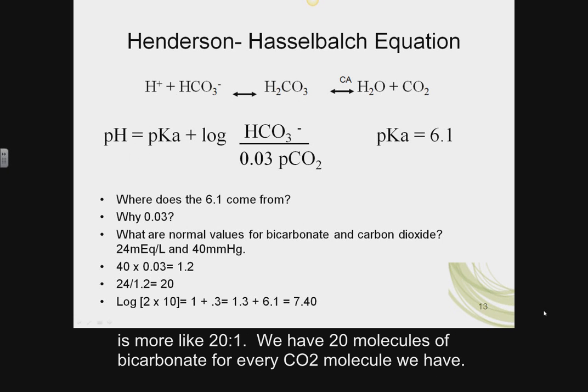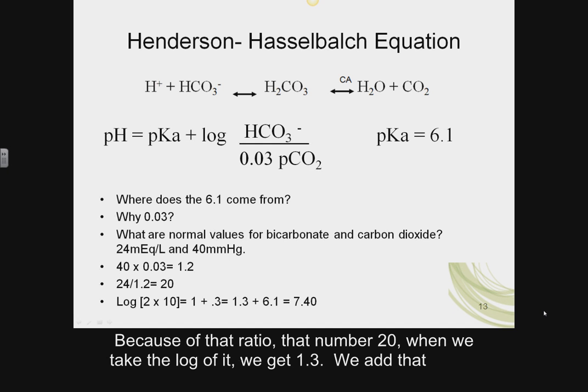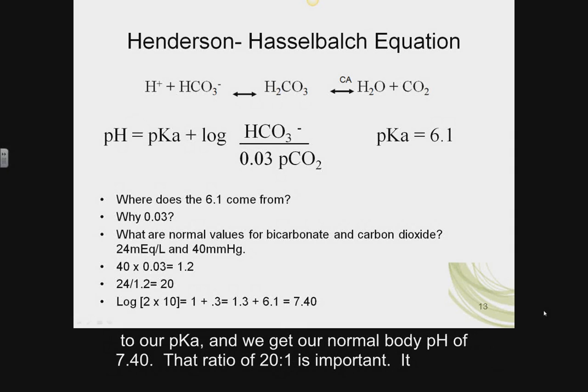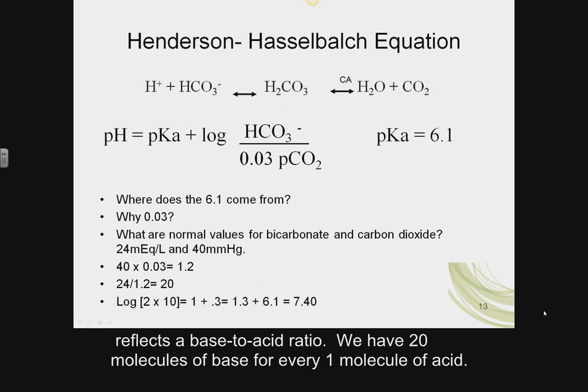They are not in a 1-to-1 ratio. Instead, the ratio is more like 20 to 1. We have 20 molecules of bicarbonate for every CO2 molecule we have. Because of that ratio, that number 20, when we take the log of it, we get 1.3. We add that to our pKa and we get our normal body pH of 7.40.